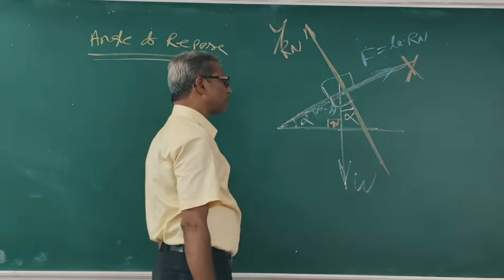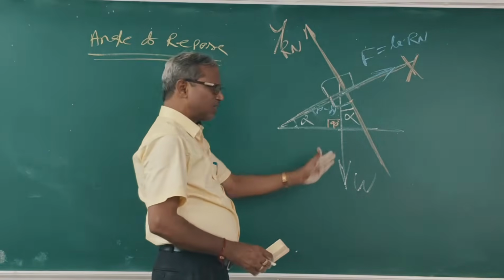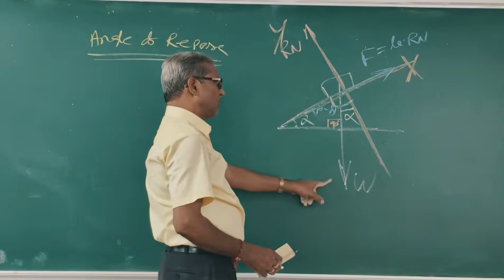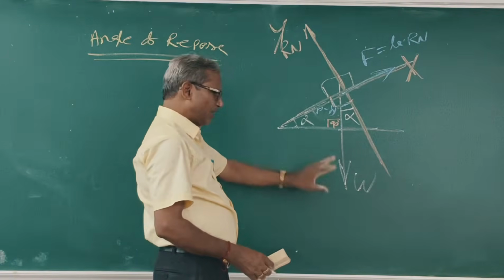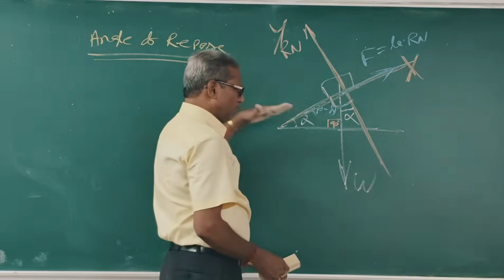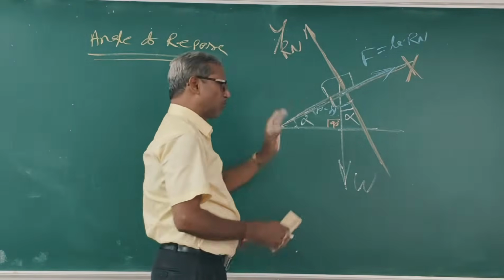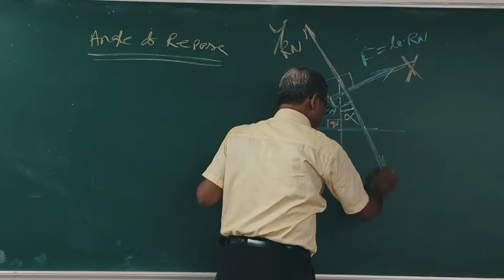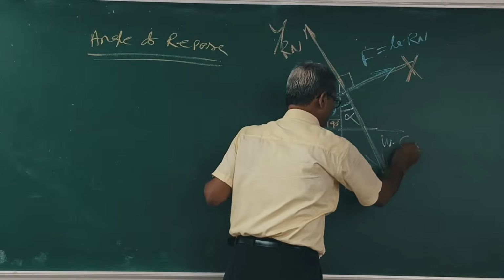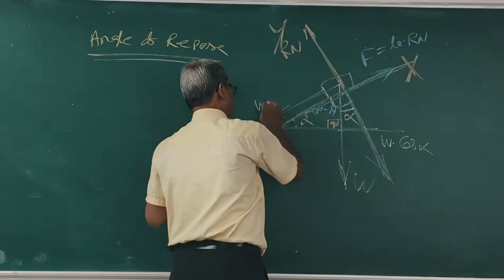This is the x-axis, this is the y-axis. But W is not on the y-axis. W is an inclined force. F is on the x-axis, Rn is on the y-axis. So resolve W. What is this angle? Alpha. So this force is equal to W cos alpha. What is this force? W sin alpha.